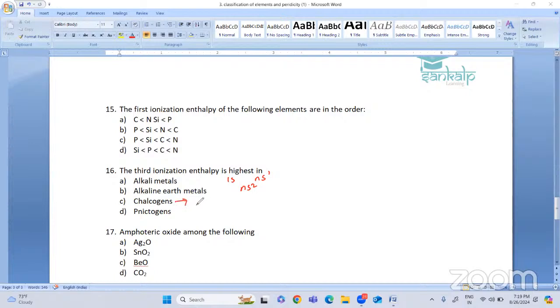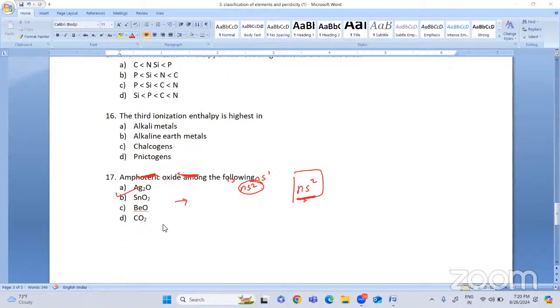Chalcogens are the oxygen family and pnictogens are the nitrogen family. Now when we compare the alkali and alkaline earth metals, alkaline earth metals is ns2. So when you are trying to remove the third electron, the ionization energy will be highest. So it will be option B, alkaline earth metals, with ns2 as the general electronic configuration. Option B. Next one, 17.